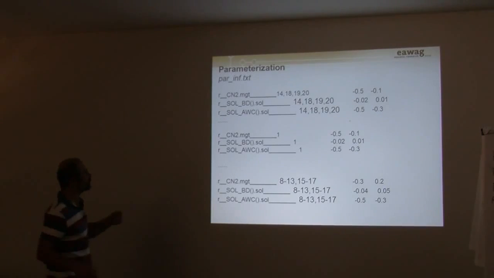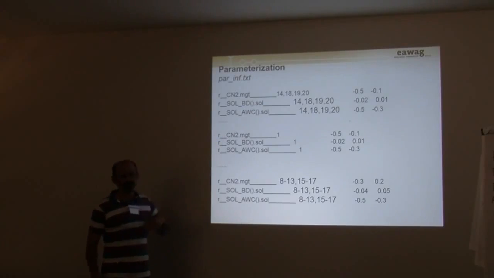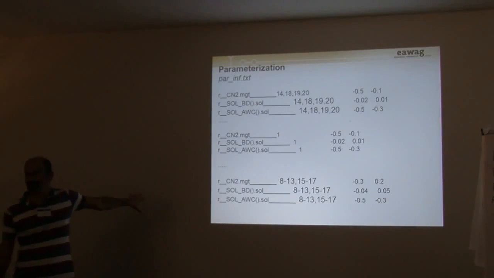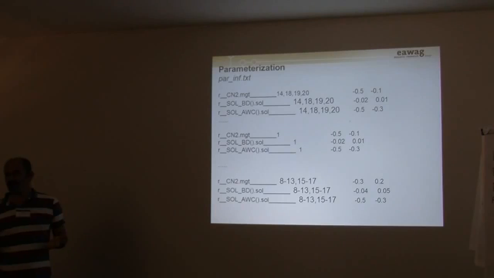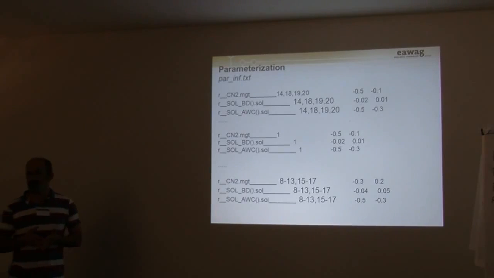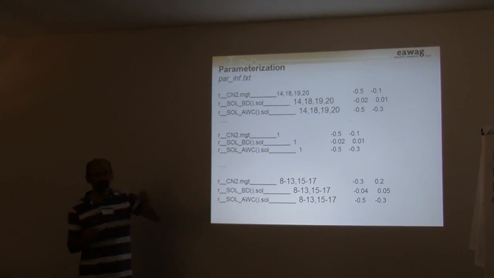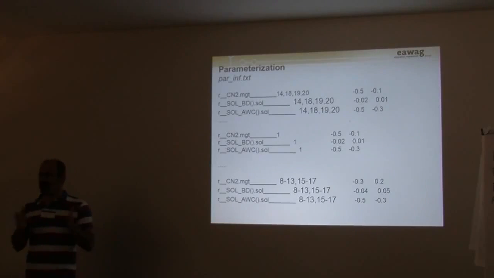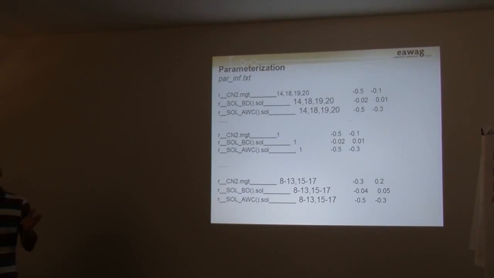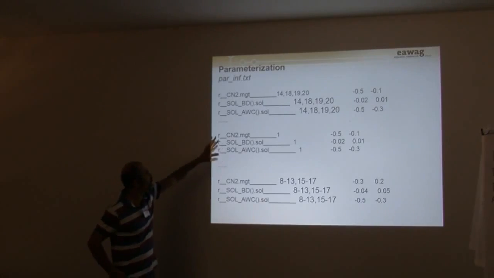So if you know that this is a mountainous region up there, and you have more runoff there than infiltration, you want to have a higher value for CN2, for example. So if you have any information about your watershed, you can use that to determine these ranges. So that's how we do it.